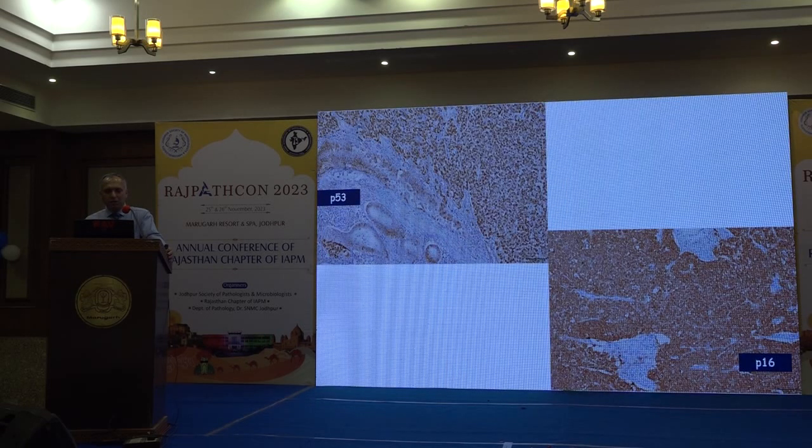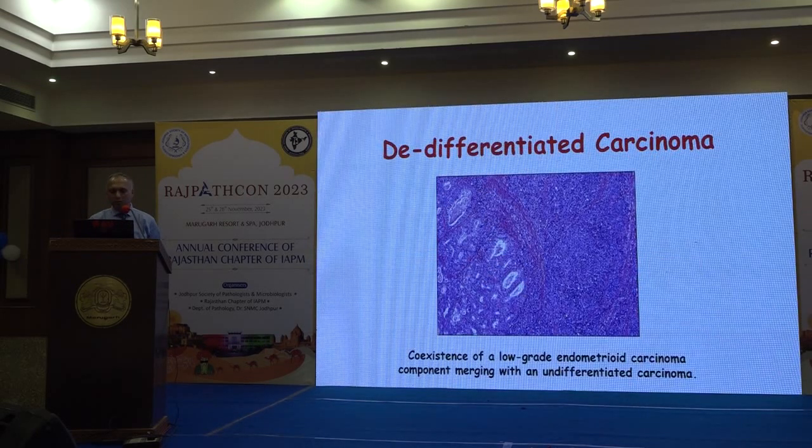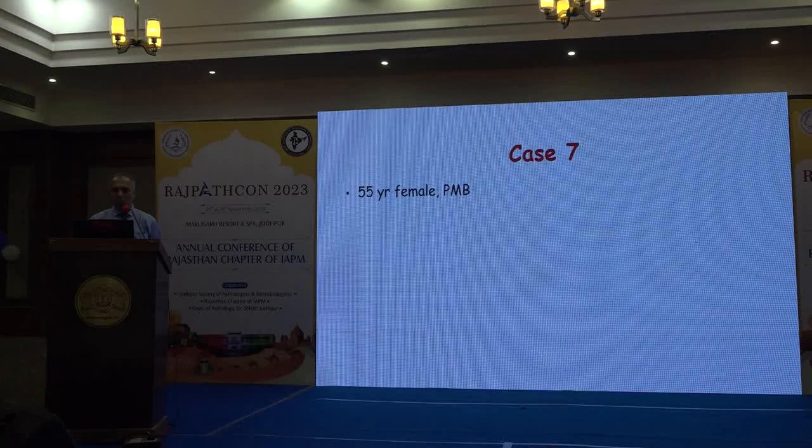The P53 in the gland-forming areas is kind of wild. Here it is showing P16 as well as P53 abnormal subtypes. Now look at the CK. The CK is completely lost in these areas, and you can see it only in the gland. So is the PAX8 also lost. PAX8 would normally be positive in a high grade. So such kinds of tumors are de-differentiated endometrioid adenocarcinomas.